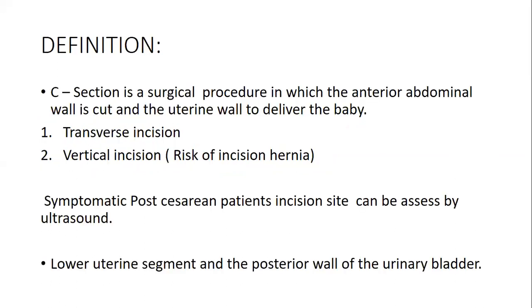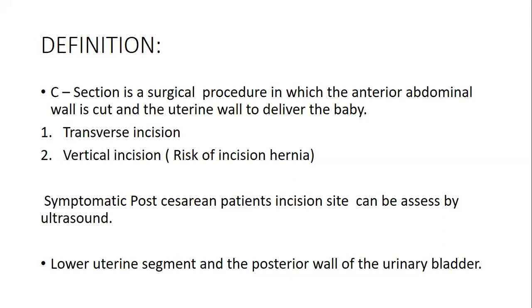So by definition, cesarean section is a surgical procedure in which the anterior abdominal wall is cut and the uterine wall to deliver the baby. In simpler terms, we are basically trying to deliver the baby through the anterior abdominal wall by cutting. So the areas that we are cutting, that is our area of concern. Like I mentioned, a transverse incision is more preferred, and a vertical incision can also be done, but it has a risk of incisional hernia or nerve entrapment.